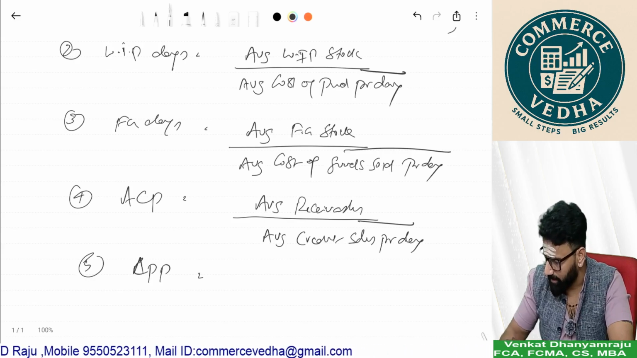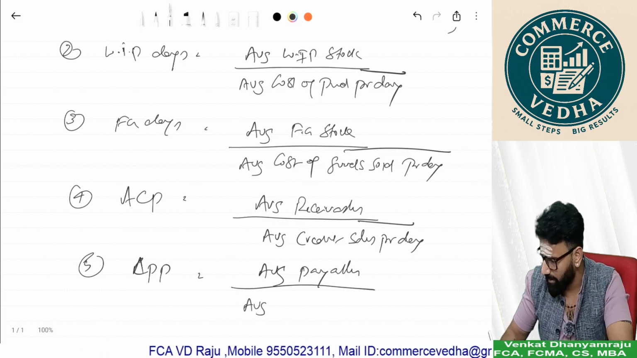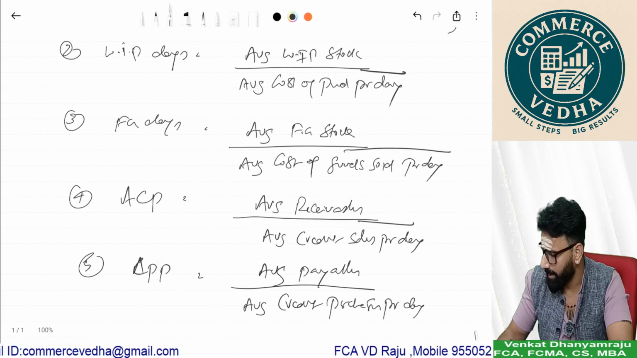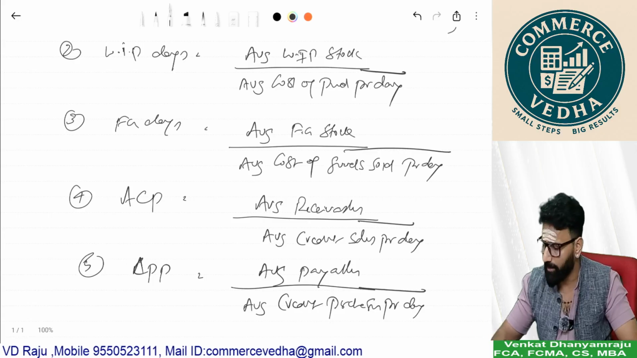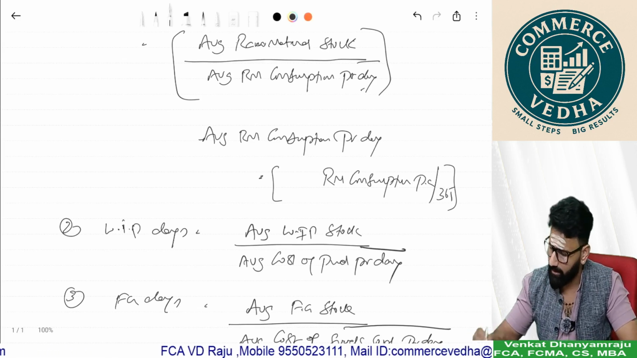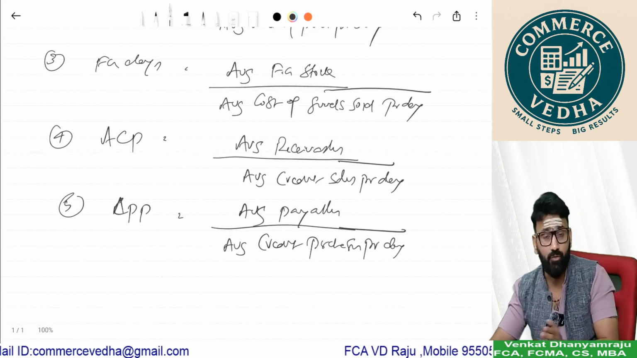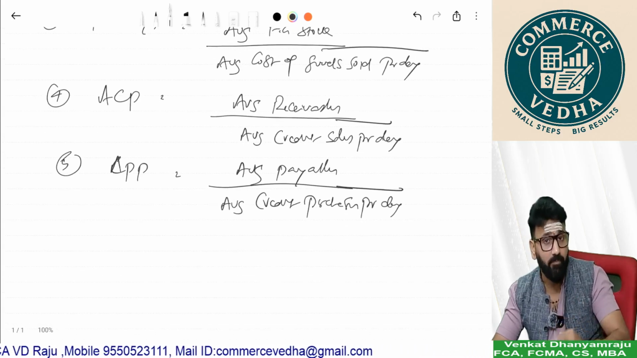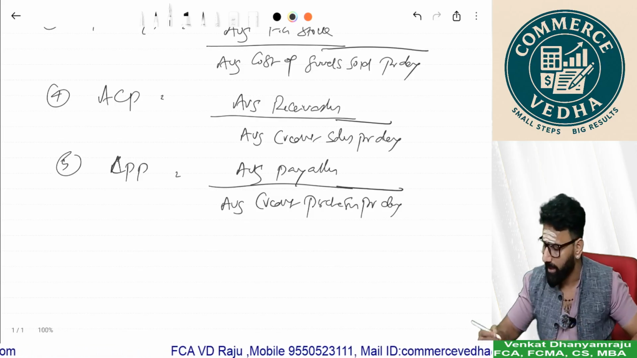Creditors payment period equals average payable divided by average credit purchases per day. Per day is nothing but total credit purchases in a year divided by number of days. So once we can say here it's only raw material consumption divided by number of days. So everything, cost of production divided by number of days, you'll get cost of production per day. Cost of goods sold divided by number of days in a year, you'll get cost of goods sold per day. Credit sales divided by number of days in a year, you'll get average credit sales per day, and credit purchases divided by number of days in a year, you'll get credit purchases per day.